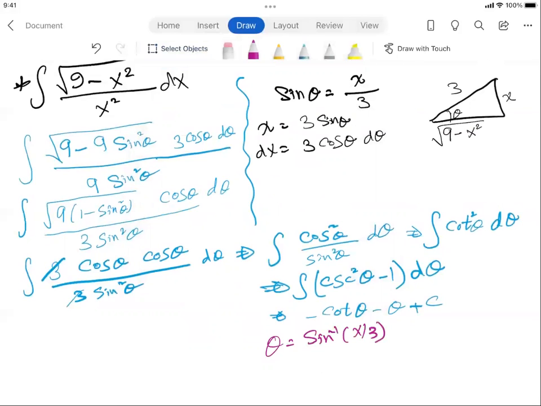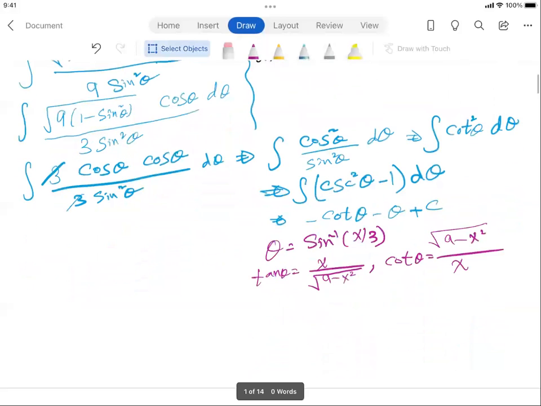And what else? I have cotangent. So I know that cotangent is 1 over tangent. So tangent of theta equals x over the square root of 9 minus x square. Then simply cotangent of theta is the square root of 9 minus x square divided by x. So now all I need to do is substitute these two values back in my original integral.